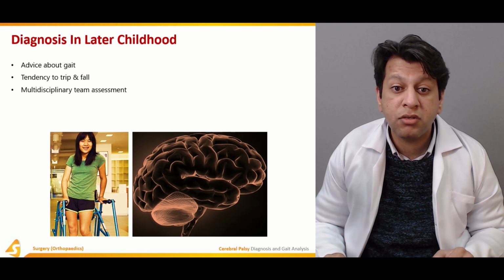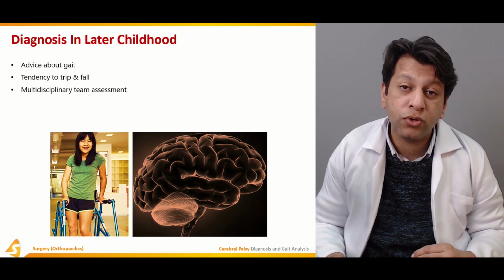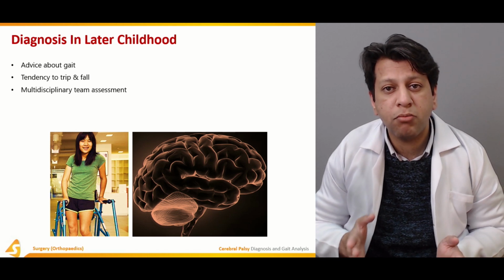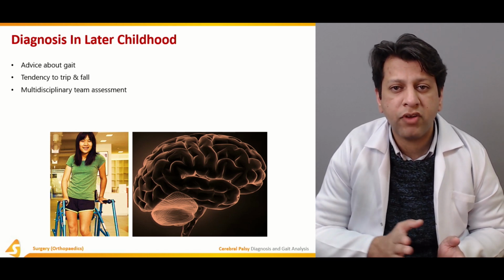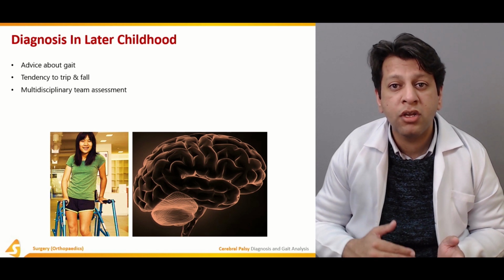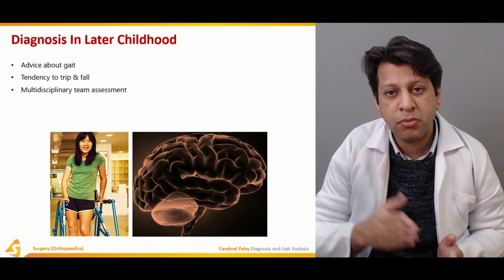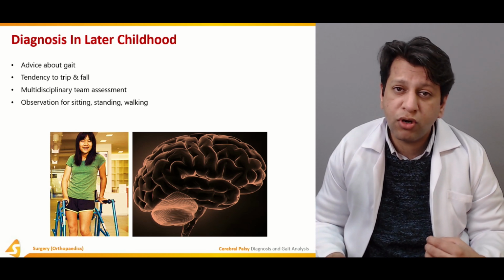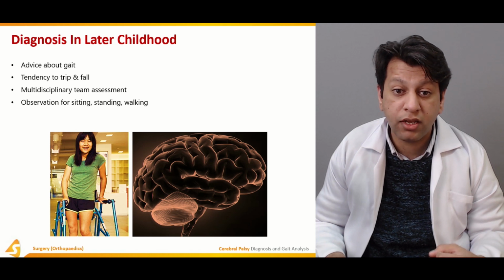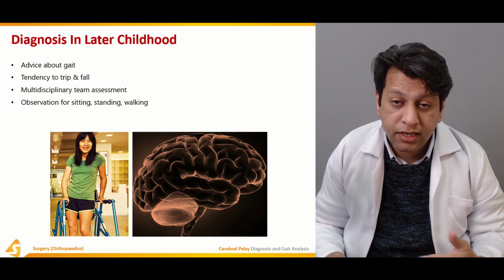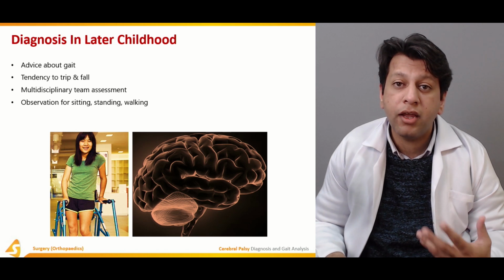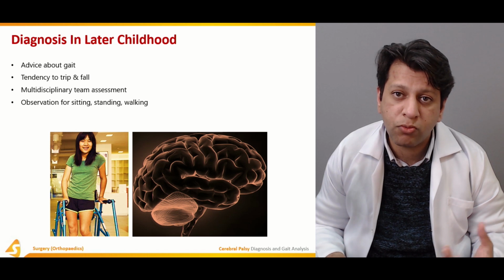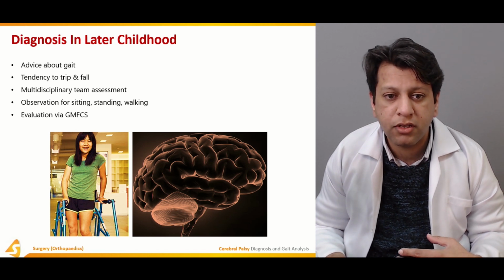Then a multidisciplinary team assessment is sometimes required, because when 5 to 7 years have passed, there could be multiple other problems, for example viral infections and other neurological complications, so that instead of cerebral palsy, the patient may be suffering from that kind of problem. So we have to observe and examine that child for sitting, standing and walking. That is where gait analysis comes in, and we need to analyze the gait so that we can know exactly which muscles are working and which are not.